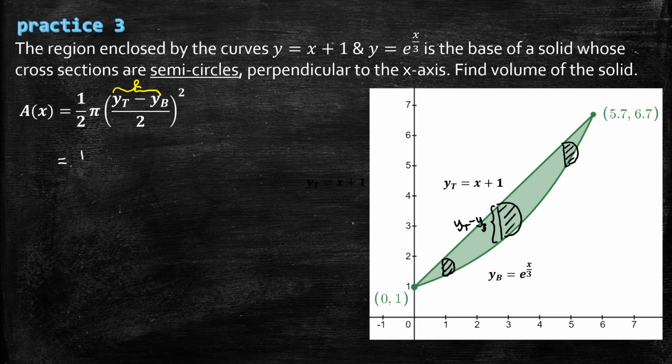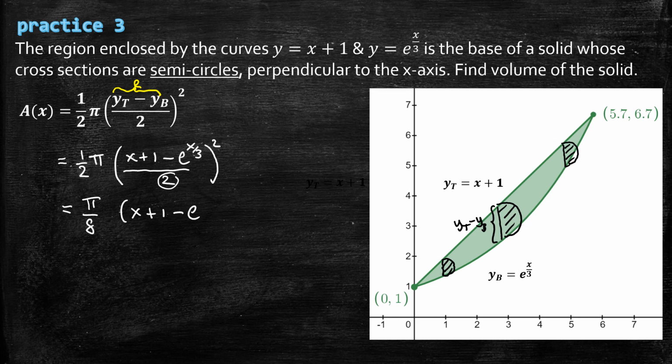So if we just continue to work things out here, we can put in yt as x plus 1 minus e to the x over 3, all over 2 squared. And because we'll be using the graphing calculator, it's good to get out any constants that you can. So I'm going to take this 2, square it, make it 1/4, bring it out, combine it with the half, and we get pi over 8. And we're left with x plus 1 minus e to the x over 3 squared.